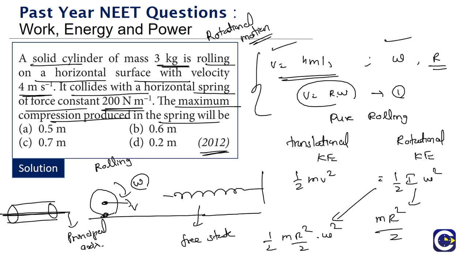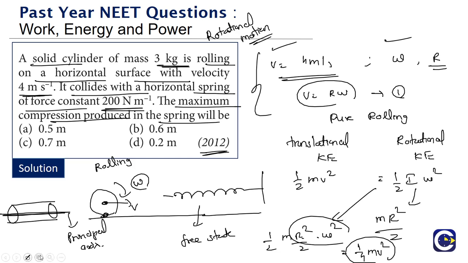But from the rolling condition, r square omega square can be written as r omega the whole square, right? What is r omega? It is v. Which means this is 1 by 2 into 1 by 2, which is 1 by 4 mv square. So this is the rotational kinetic energy.